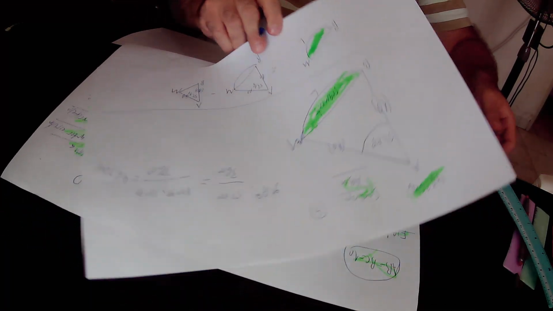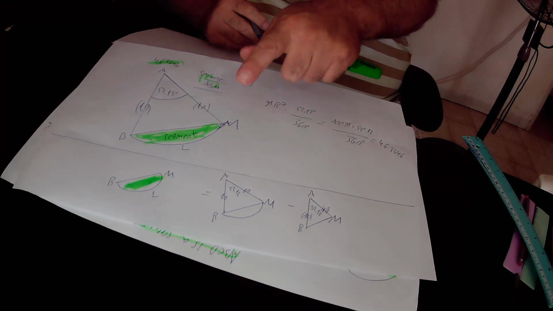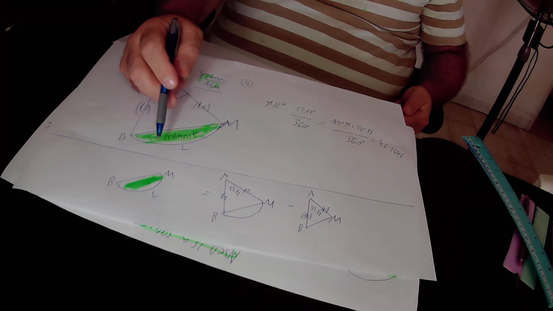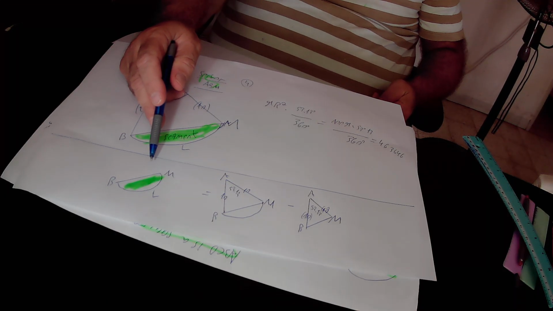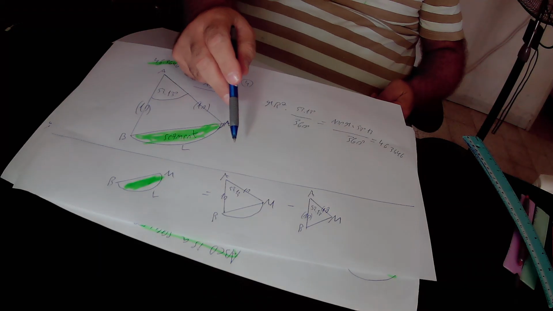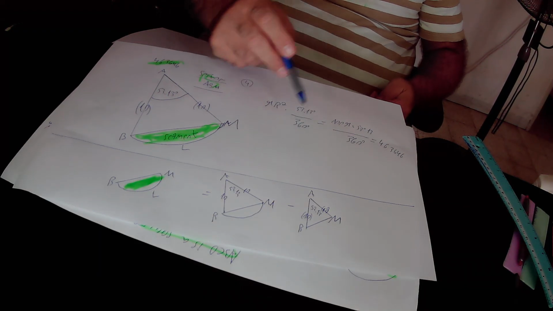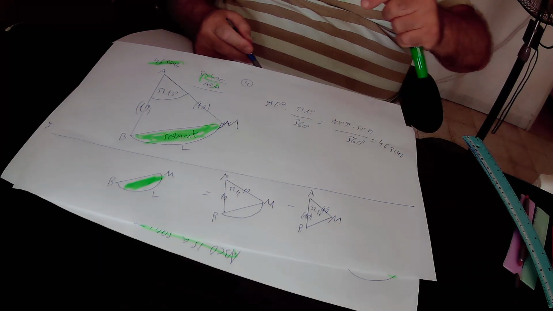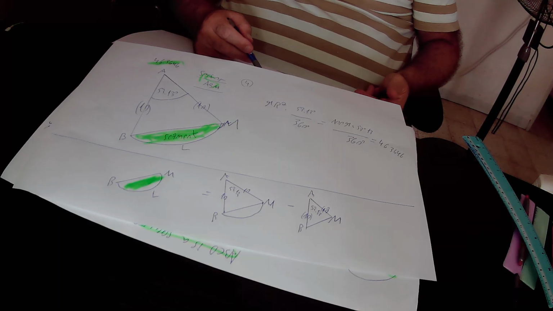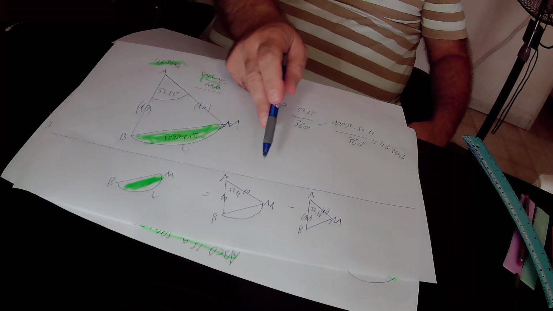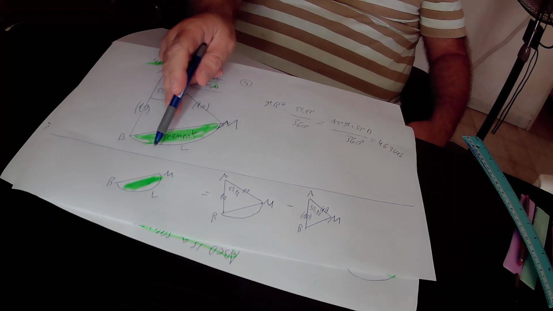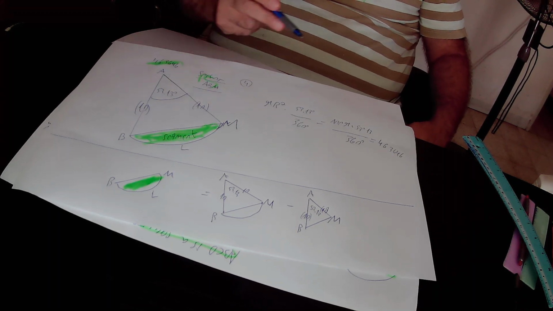Again, it is very easy to see from the drawing that the area of this segment BLM, the lower segment, equals the area of the big sector ABM minus the area of triangle ABM. If you subtract the area of triangle ABM from the area of the sector ABM, we get exactly the area of segment BLM.